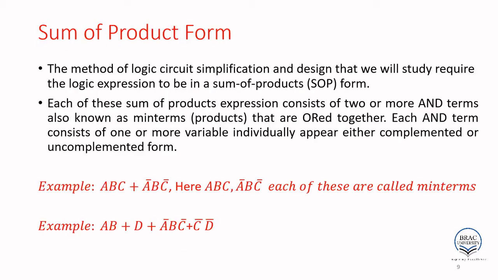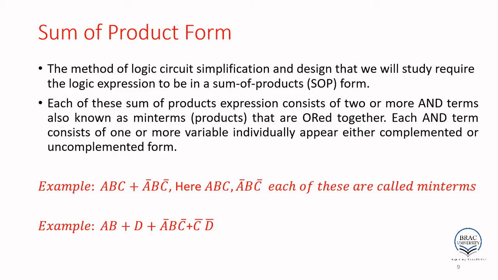So what is SOP actually? If you look at this example here, A B C plus A' B C', here A B C and A' B C' are called min terms. So whenever min terms are put together using this plus sign, then it is called sum of product. Each of these sum of product expressions consists of two or more AND terms. So this is one AND term, this is one AND term, which are known as min terms.